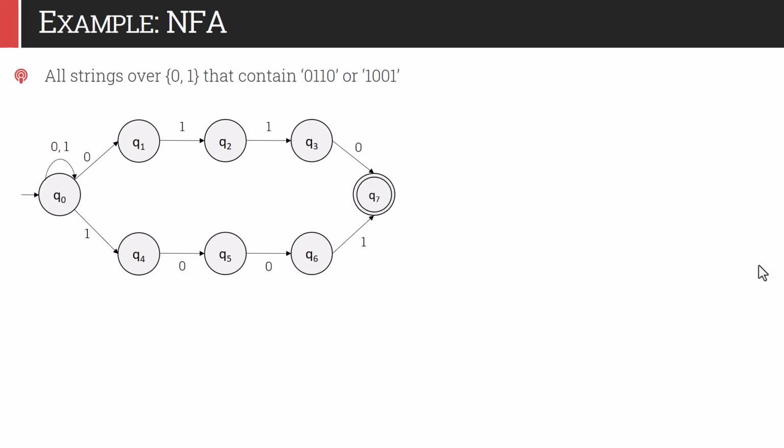So before this we can have any combination of 0 and 1, and after reading these same strings we can have any combination of 0 and 1. So this NFA will produce the desired language.